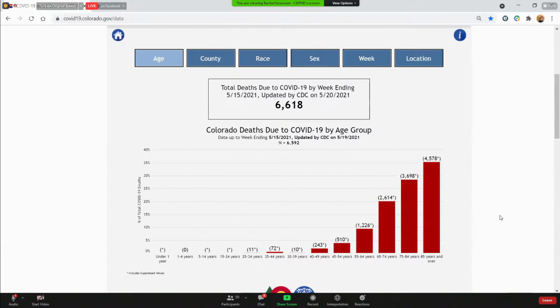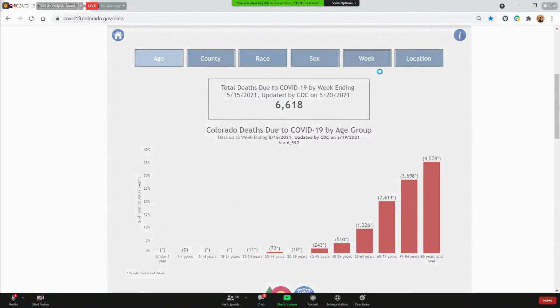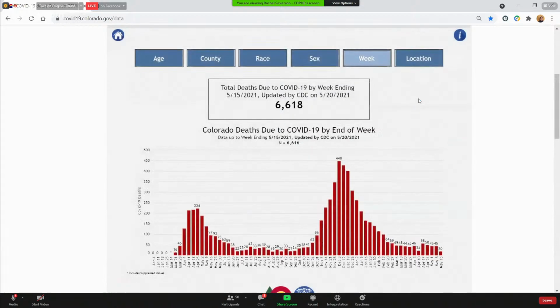The first thing here is showing by age, and some of these younger age categories with low counts are suppressed. So that's something to keep in mind. If you were to add all of these up, it wouldn't necessarily match the total number of deaths that we're reporting. And you can also look at those deaths due to COVID-19 by week, as well as all these other categories.